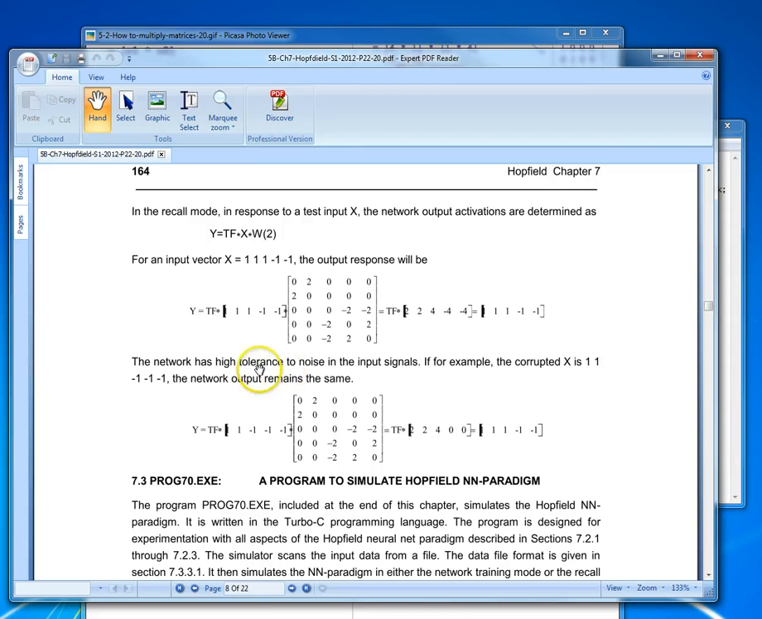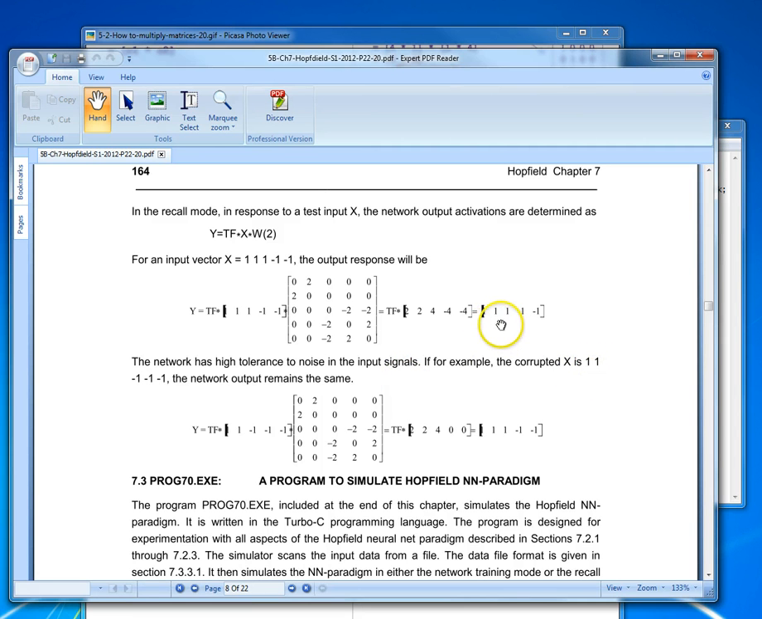The network has a high tolerance to noise in the input signals. For example, if x is 1 1 1 minus 1 minus 1, and we change 1 bit, if you have 5 bits, that's equivalent to a 20% variation in the original input. So originally we had 1 1 1 minus 1 minus 1. Now I change it.